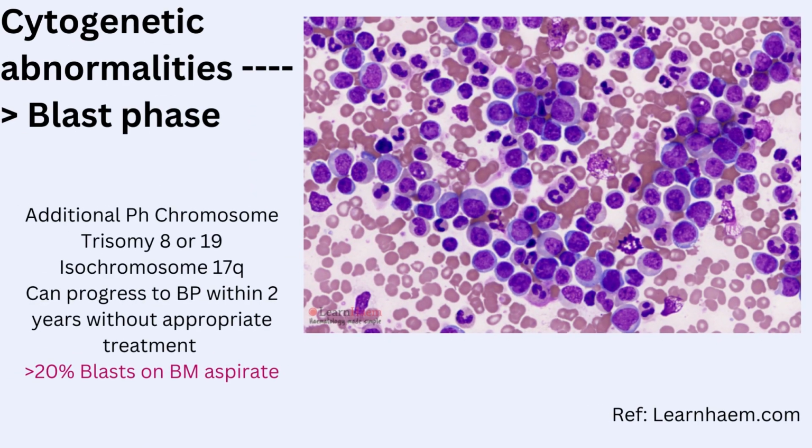When you have an accumulation of cytogenetic abnormalities more than what you saw at baseline, so these abnormalities might include a duplication of the Philadelphia chromosome or trisomy 8 or 19 or isochromosome 17q, that causes CML to progress from chronic phase to advanced phase towards blast phase, and that can occur within 1 to 2 years without appropriate treatment.